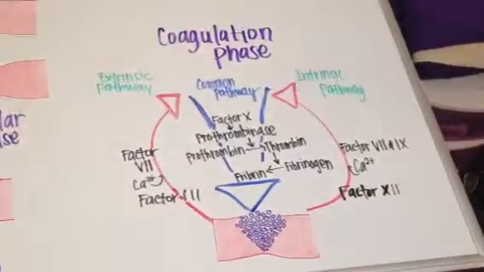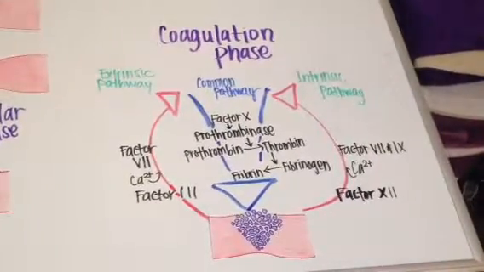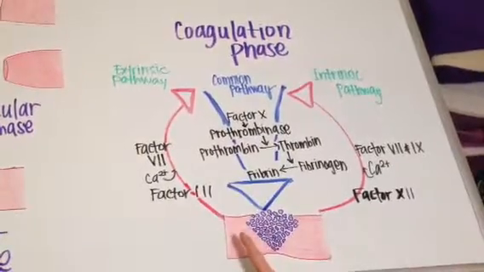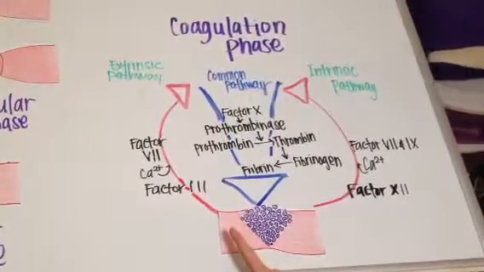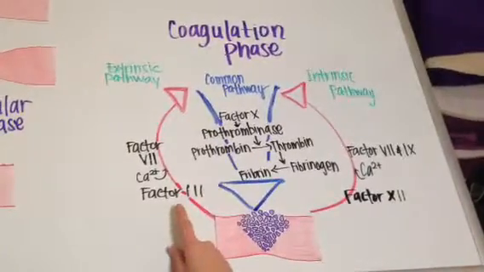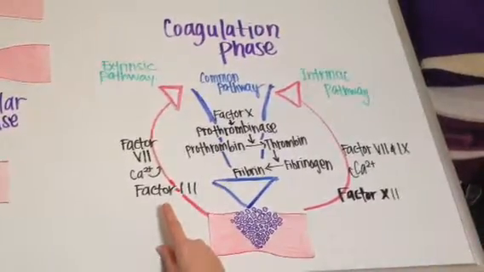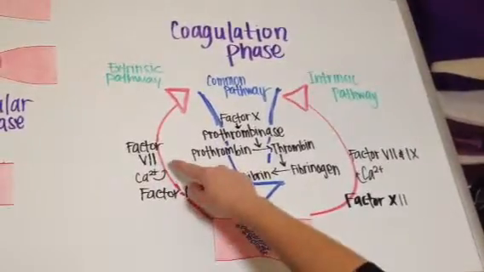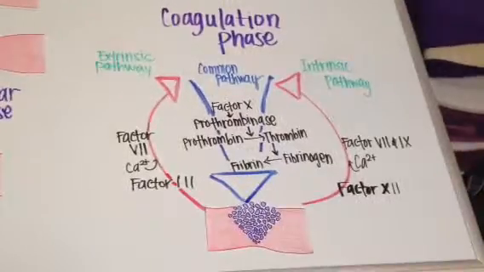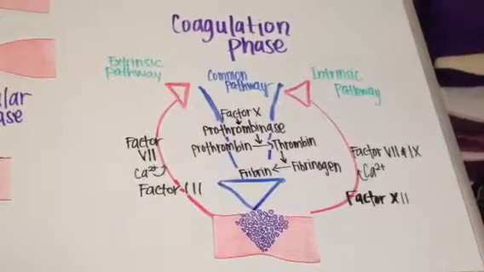Clotting factors are proteins that play a role in blood clotting. Extrinsic pathway begins outside the bloodstream in the vessel wall. Factor 3 is also known as tissue factor and is released at the beginning of the extrinsic pathway. Factor 7 and calcium combine to form an enzyme that activates factor 10 during the extrinsic pathway.